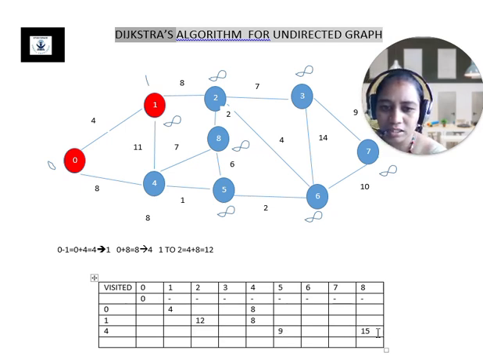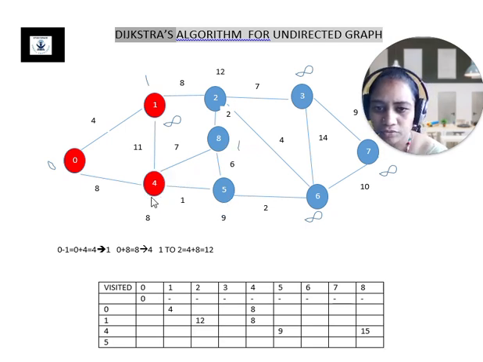Now among these, which is the least? 5 is the least. So consider this, and make 4 as visited. Now check from 5. 5 to 4 is there, 5 to 8, then 5 to 6. We don't need to go to 4. So 5 to 8 we can calculate. What is the value of 5? 9. 9 plus 6 that becomes 15. So 8 is already 15, so the same value will be there and nothing will be changed, because both are the same.